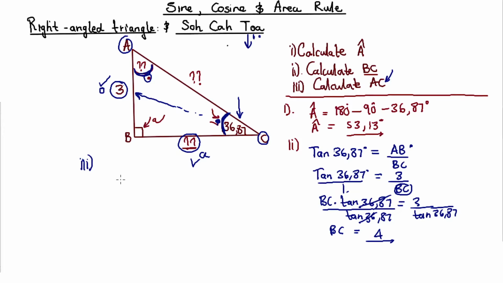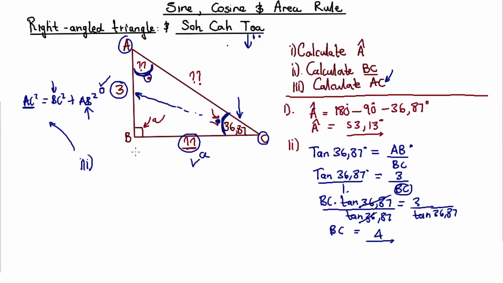How do I calculate the hypotenuse? I can either use the Pythagoras theorem to calculate the hypotenuse, or I still have the option of applying SOHCAHTOA. Working with Pythagoras theorem, that's an easy task. You can say AC squared is equal to BC squared plus AB squared. You substitute BC and AB, then calculate the value for AC. That's easy.